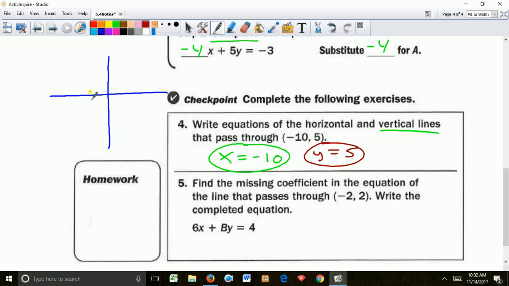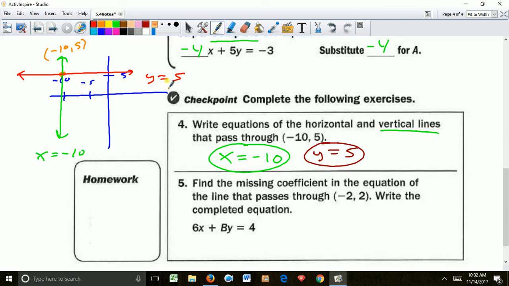If you were to look at a graph of this, it would look like this. This won't be drawn to scale. Here is negative 5, negative 10. And then here is 5. So here is the point negative 10, 5. Your vertical line, which we put as green, is line x is equal to negative 10. And the horizontal line is the line y is equal to 5. They're not asking you to graph that, but that would be the graph.